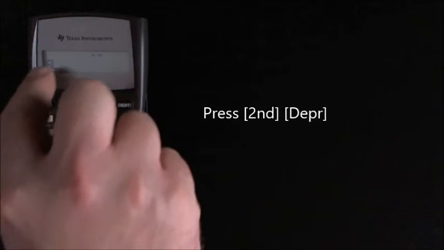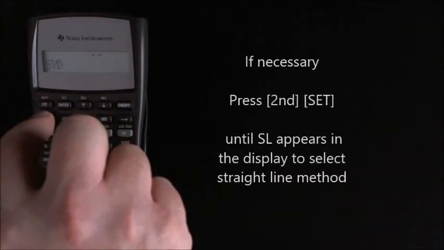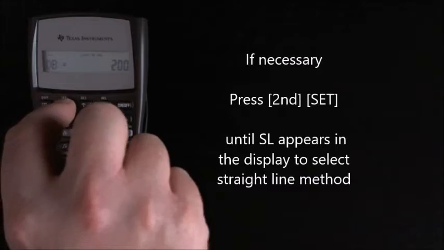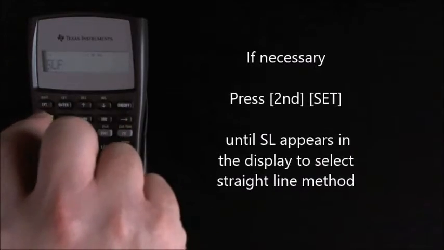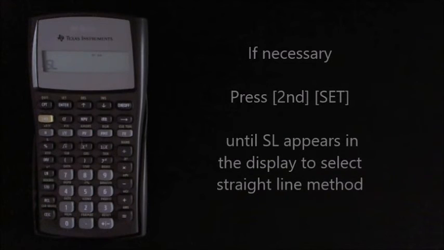So on your calculator, press second and the depreciation button. We want the straight line calculation method, which this is automatically defaulted to. If your calculator is set to a different method, then press second set and keep pressing second set as it flicks through the various different methods until you find the one you want. So we want the straight line method, so we'll leave it as SL.